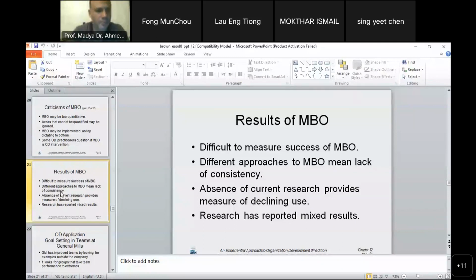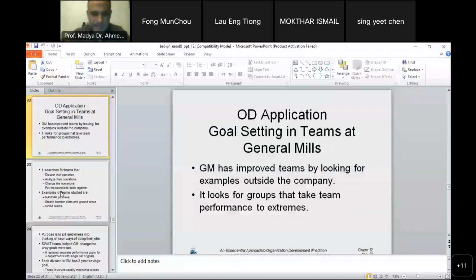Any questions before we jump into the case? Those two chapters are very short compared to others. You can see that it's only 20 slides, and the same with the previous one. Any issues with MBOs?